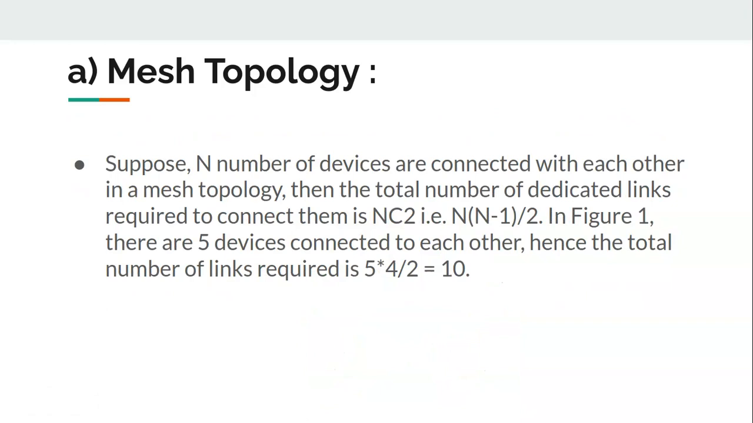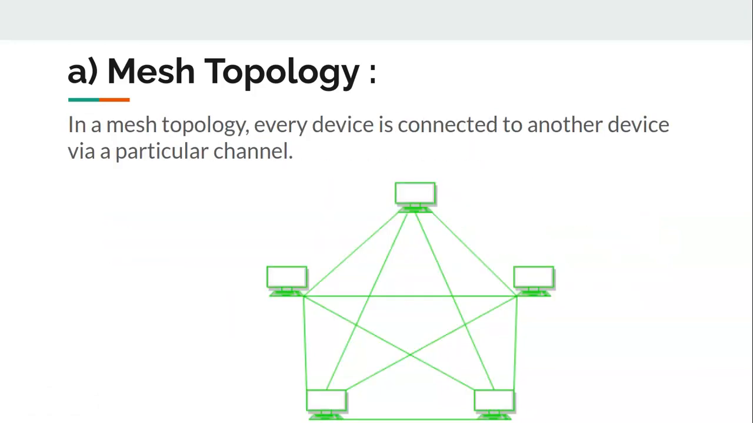So we say that n is the total number of computers, right? So if it is 5, total number of computers, so you put 5 times 5 minus 1 is 4. 4 divided by 2 is 2. 2 times 5 is 10. That's why we have 10. If you count it with your physical eyes, you notice that the lines are 10 of them.